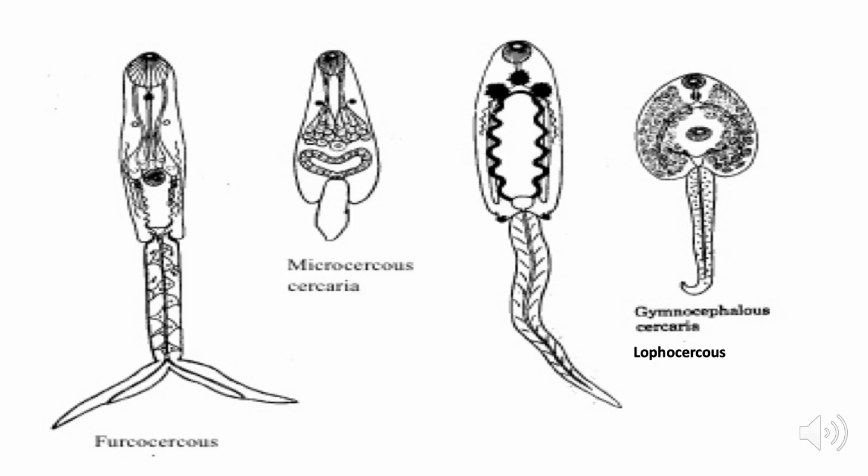At this point, it's very important to classify cercaria based on their morphology. If they have long tails, you will refer to them as Lophocercous or Gymnocephalous. So the two cercariae on the right side of the screen are Lophocercous or Gymnocephalous. The cercaria in the middle has a short tail and you will refer to it as Microcercous. Microcercous, short tail. While the cercaria on the left side of the screen has a forked tail. Therefore, you will refer to it as Furcocercous.